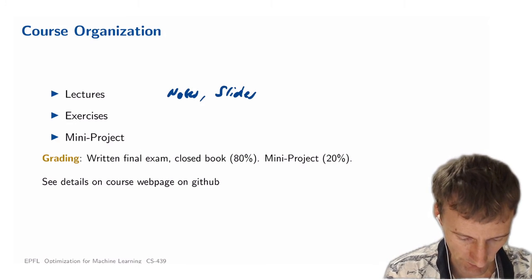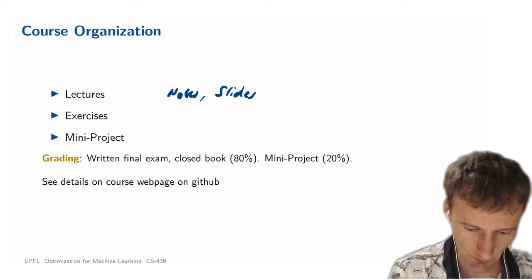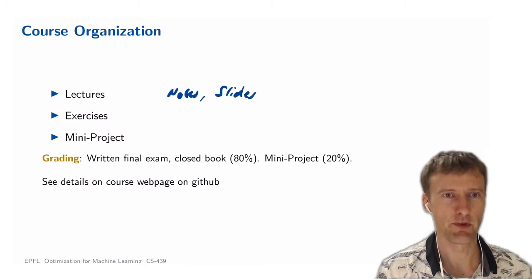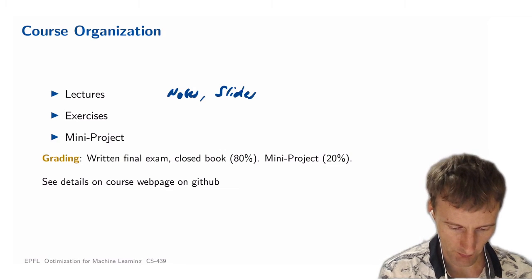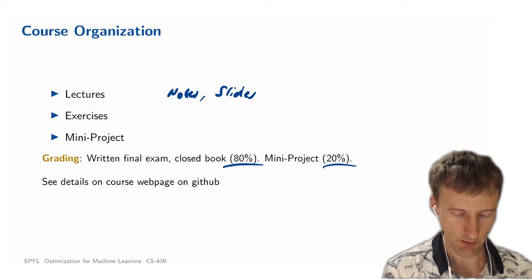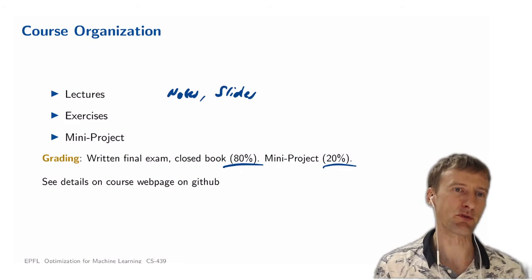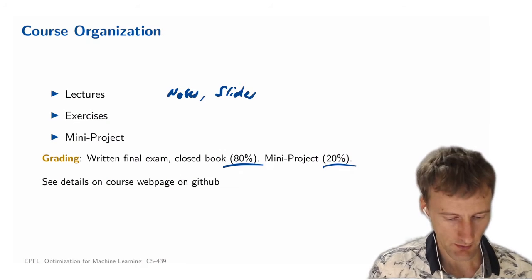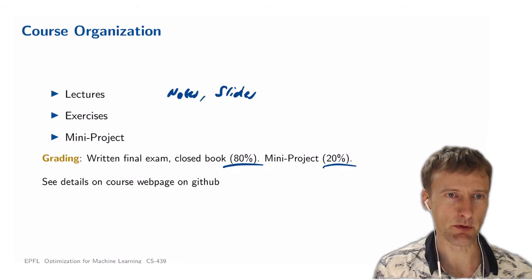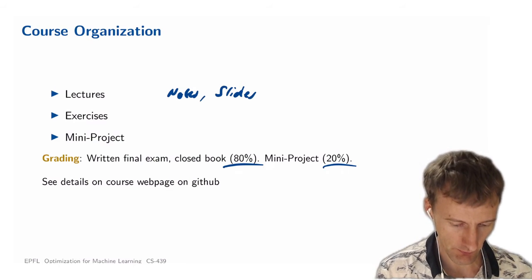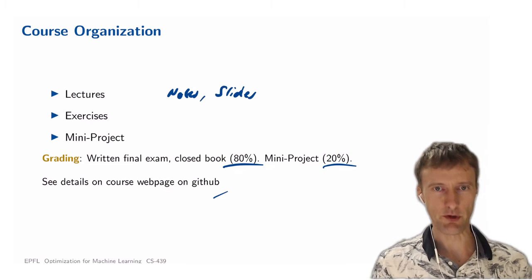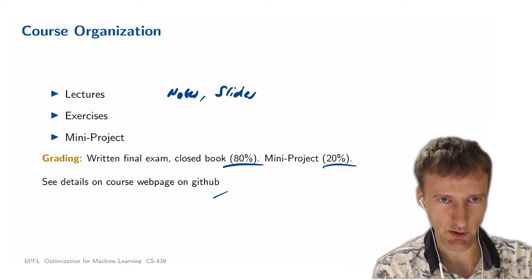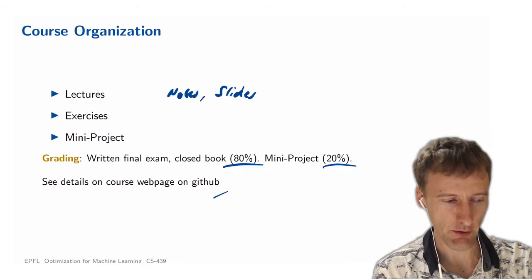Then you might be interested in the grading, of course. So this is a 5-credit course. You will get 20% from your project, and then 80% of the grade comes from the standard final exam, which is written, so a theoretical exam, which will be in the exam session. And all the details are always available on our GitHub. Please check it out. And there you will also find more information about the project.